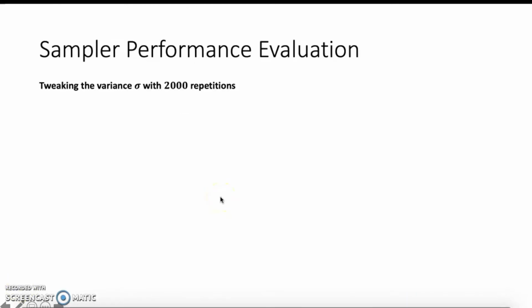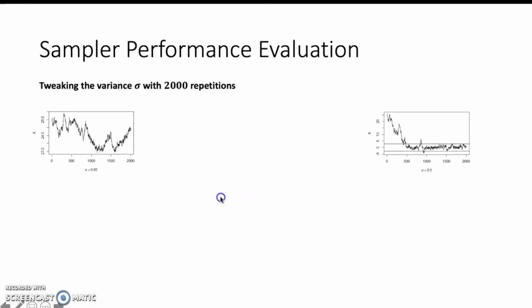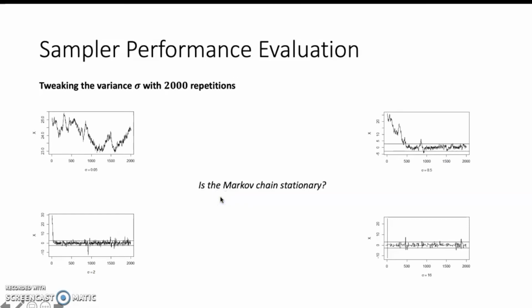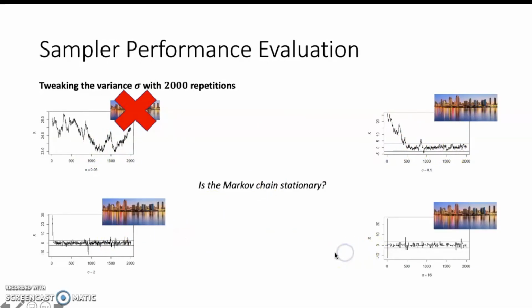To better understand the performance of the algorithm, let's tweak the variance. Here we have 4 plots. Is the Markov chain stationary? Let's see. The first one is easy to see, it's not stationary at all. The second one is getting stationary, the third one is stationary, and the fourth one is stationary. So our target first is to make the first one stationary.